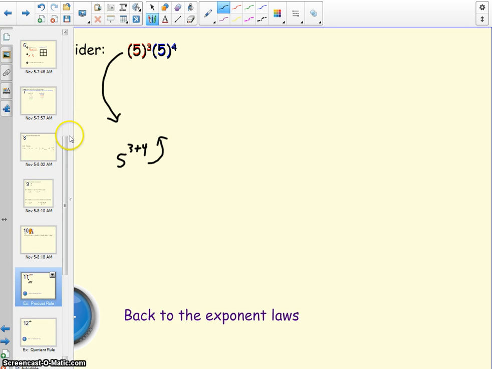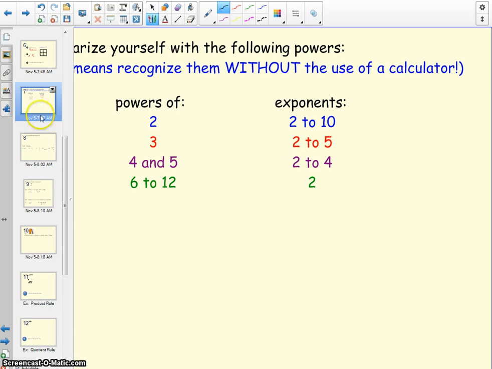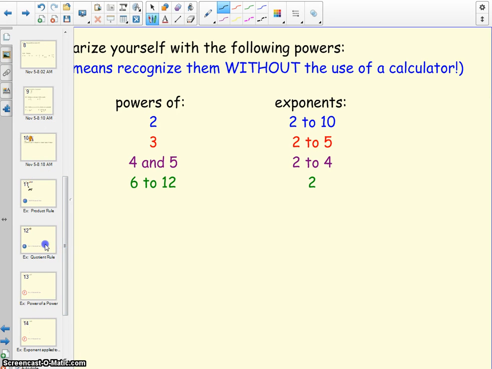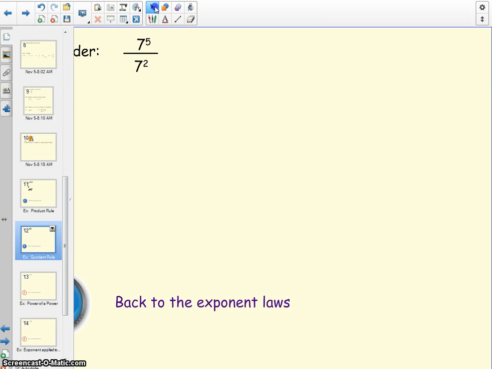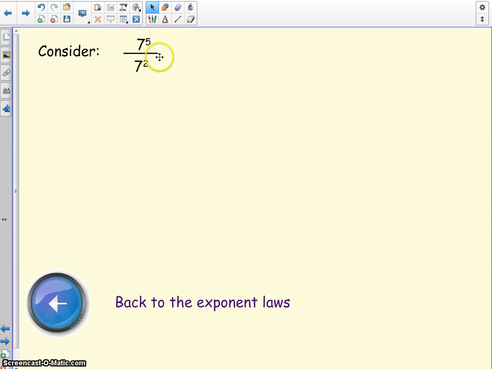Okay, so if we look at the, losing my slide here, if we look at the quotient rule, an example we could look at would be 7 to the exponent 5 divided by 7 to the exponent 2. Again, if you write that out in expanded form, we have 5 7s, so 7 times 7 times 7 times 7 times 7, divided by 2 7s, 7 times 7.